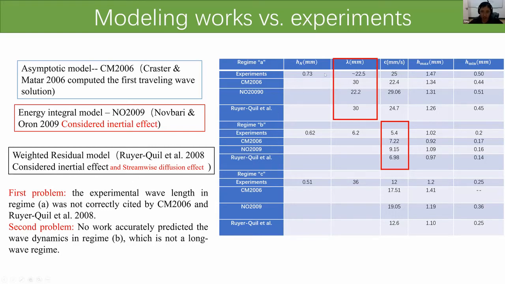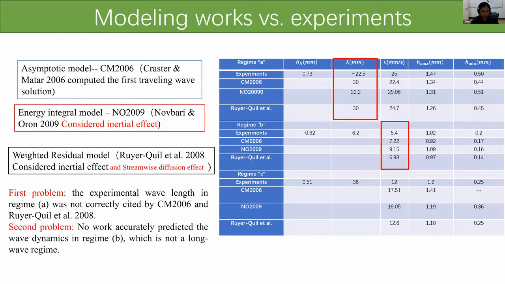Later, Ruyer-Quil et al. tried to model the inertial effect and the streamwise diffusion effect, and they also considered the same wavelength as Craster and Matar 2006. They can improve the wave speed, and they think the fluid inertia plays a very important role in this system.